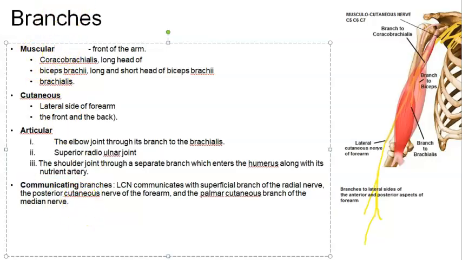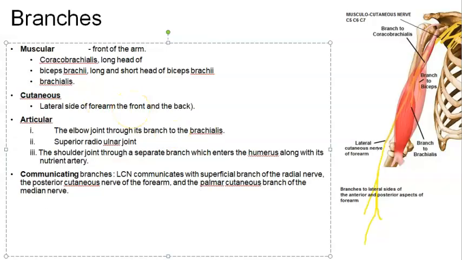Muscular branches. Don't worry, you already know this. In the front of the arm, it supplies coracobrachialis, biceps brachii, and brachialis muscle. 3 muscles only you have to remember, right? Already you know this. Now coming to cutaneous branch. Where does it supply? Lateral side of forearm, front and back. This also you already know.